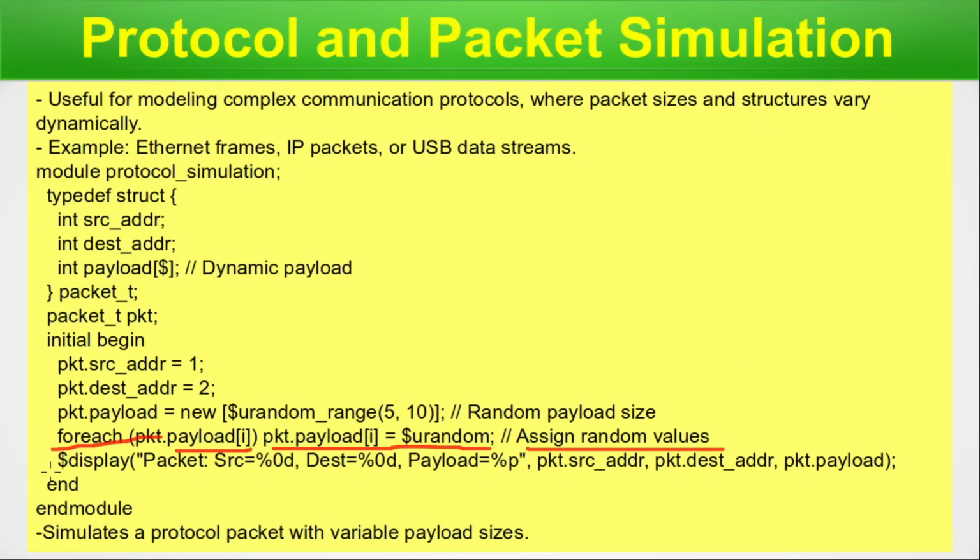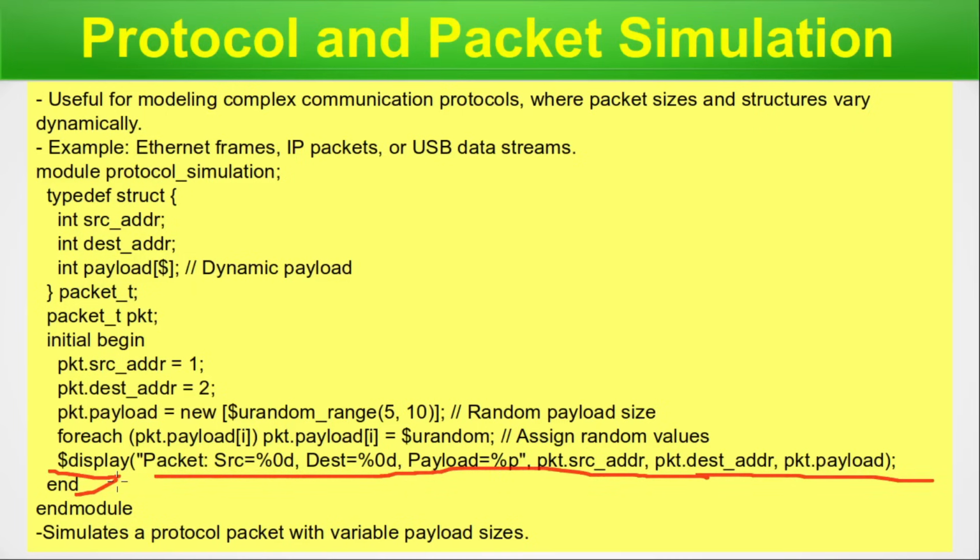Then to print all the things that we have done, we use the display. Then we give the printf-like structure here, as you know from C. And then we get the output here. And here we end the initial block and we end the module here. This simulates a protocol packet with variable payload sizes. This is a typical example for different frames like Ethernet, IP, PCI, USB. The structure of this dynamic payload, or the dynamic structure, not the payload only, could be different. However, the philosophy and the theme remains the same. This way, we can simulate real protocol behavior, verifying that designs can handle unpredictable packet structures. We are done with this slide, so let's move on to the next slide.